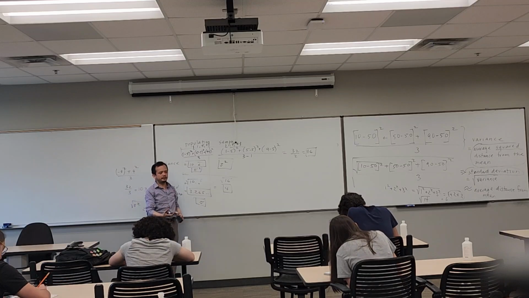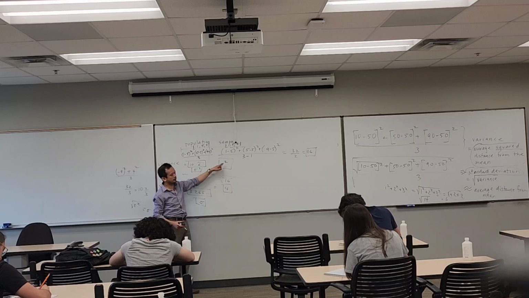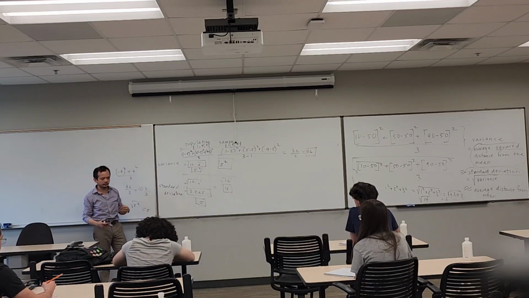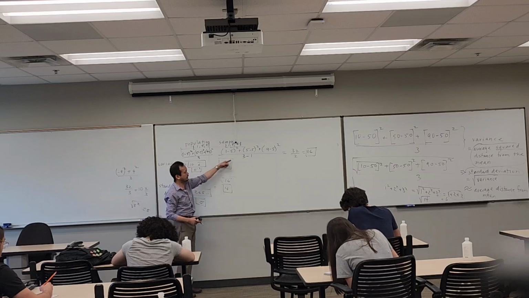So let's talk about the mathematical symbol. If the mathematical symbol for the sample variance is s squared, what do you think the symbol for the sample standard deviation is? Just s. Okay. So the square root of s squared ends up being s.